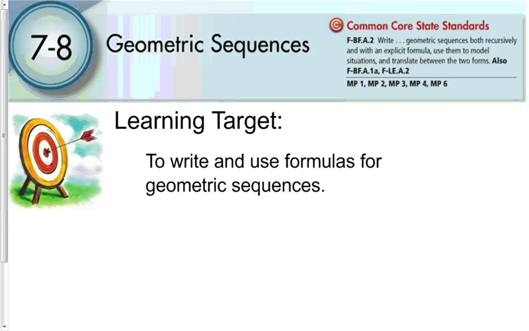But that's a good check for yourself for this learning target, which is to write and use formulas for geometric sequences. That's what section 7-8 is all about.